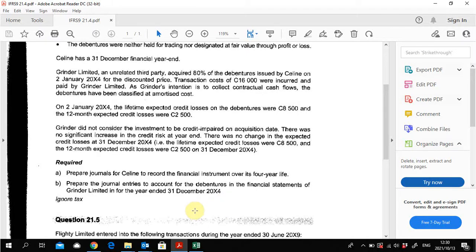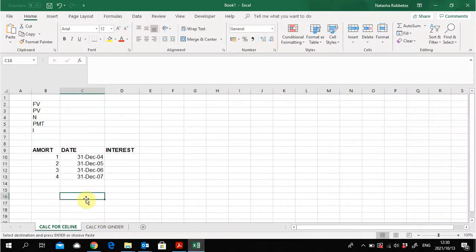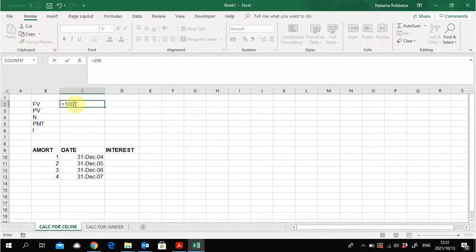I've opened a spreadsheet and I want us to start by looking firstly at the calculations as they relate to Celine and the journals as well, and then for B, the Grindr calculations and what those journals look like. So starting with Celine, we need to find the future value, and the future value is at a premium of 10% because they say it needs to be redeemed at a premium of 10%. So I'm going to start by saying that there are 10,000 debentures that they issue. So this is a financial liability. And the face value is 500 Rand, but there's a premium of 10%, so I multiply by 1.1.